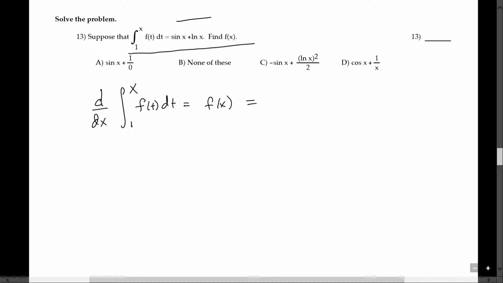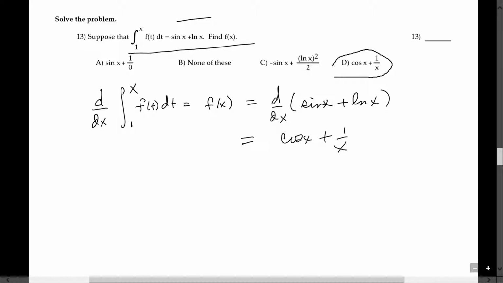So if we take the derivative on the other side, which is the derivative of sine of x plus ln of x, f of x would be equal to cosine of x plus 1 over x. And that is answer D. For version 2, it would be C.